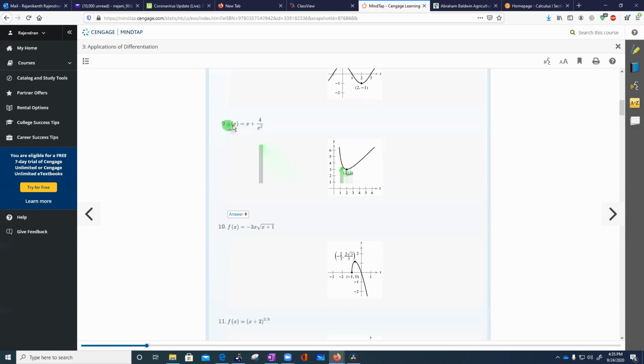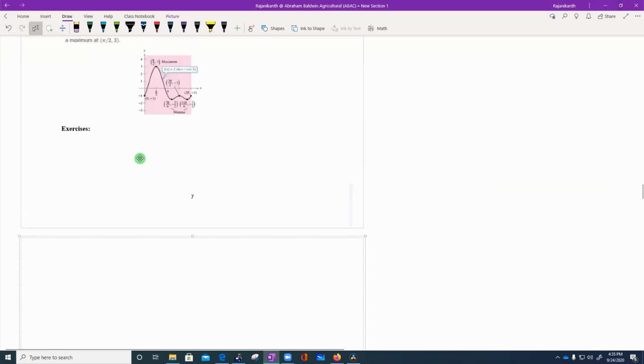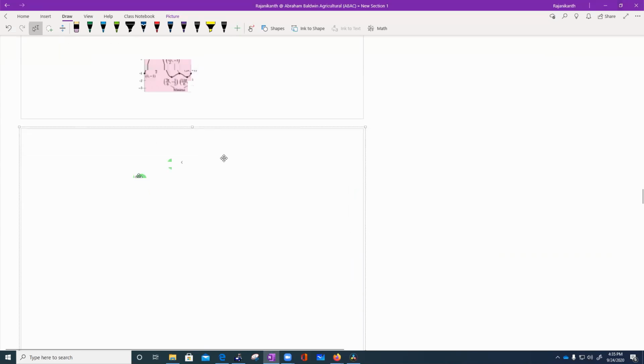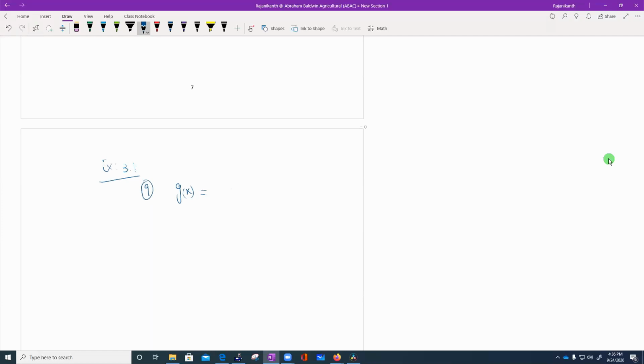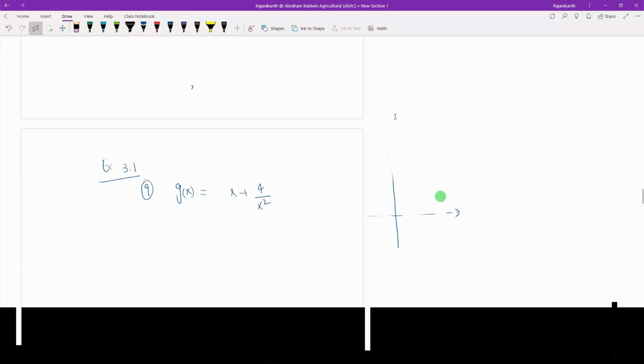At this point, the given function is g of x. So first you need to find g prime x. Okay. So I'm just writing here, but anyway, I'm going to include it in my worked-out class notes. You will see it after a couple of days in Georgia View. Okay. So from your exercise 3.1, problem number 9, you are given the function g of x is x plus 4 over x squared. Okay. So the given graph is like this.